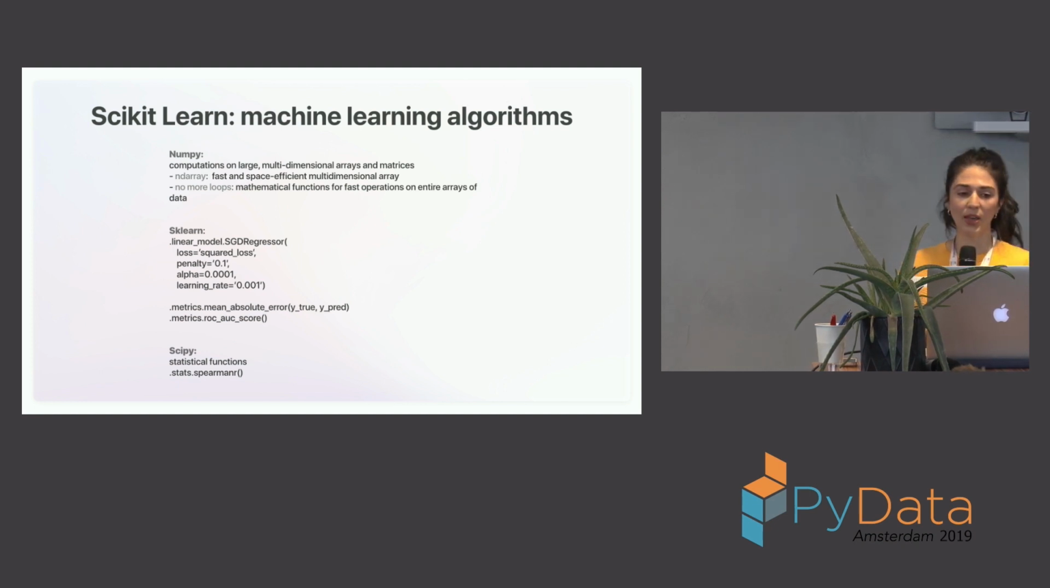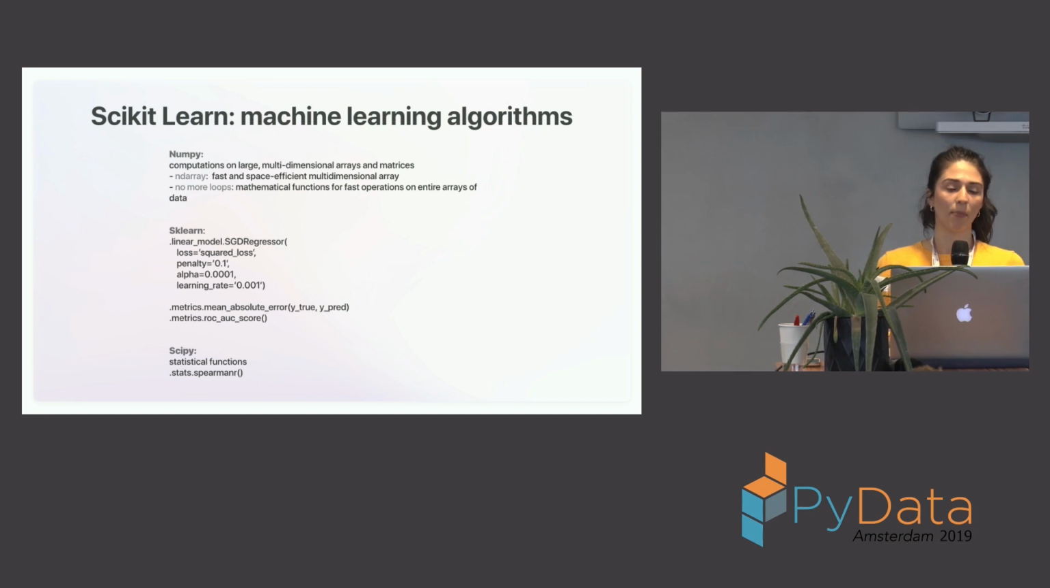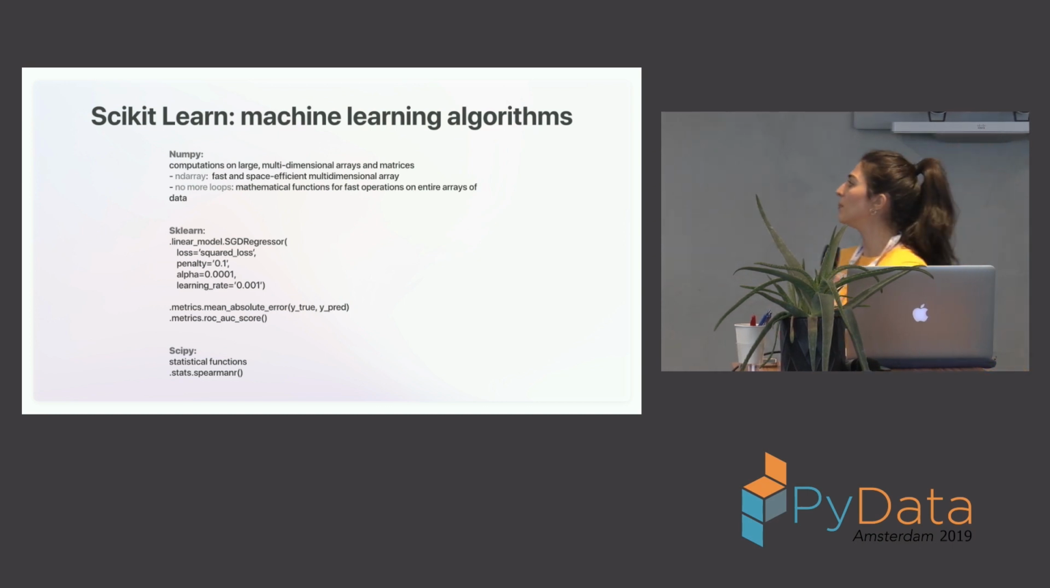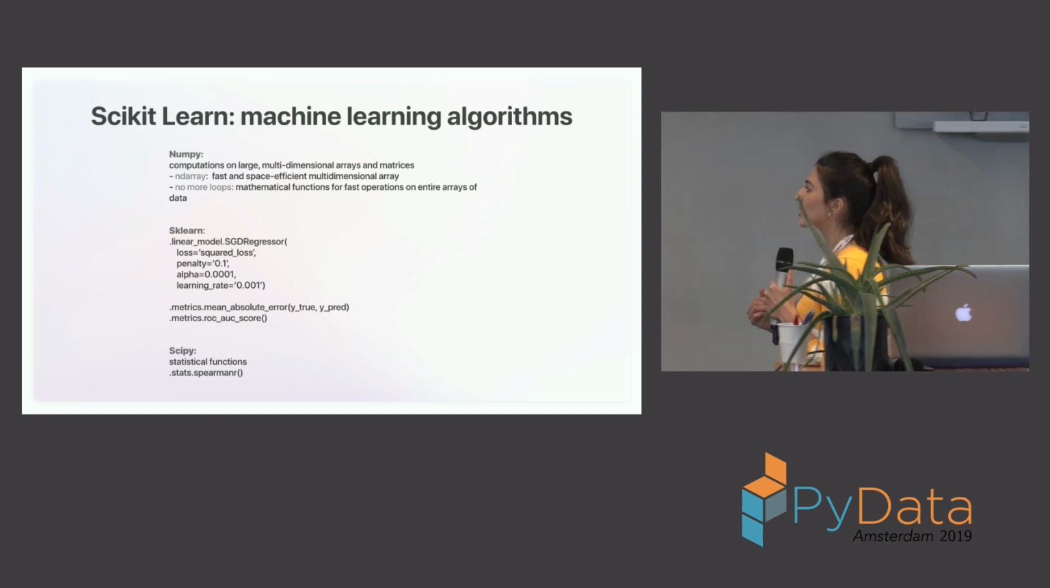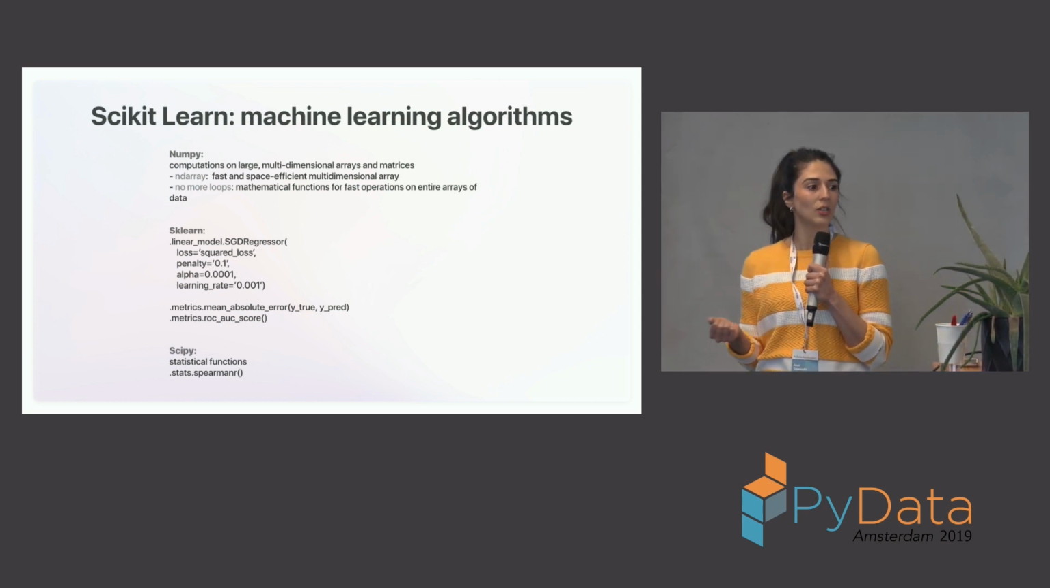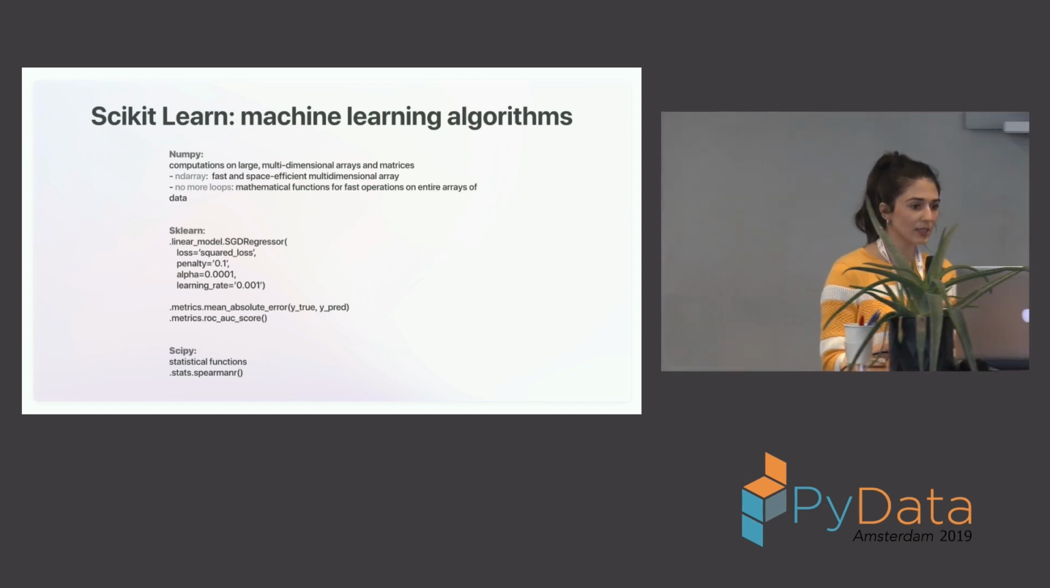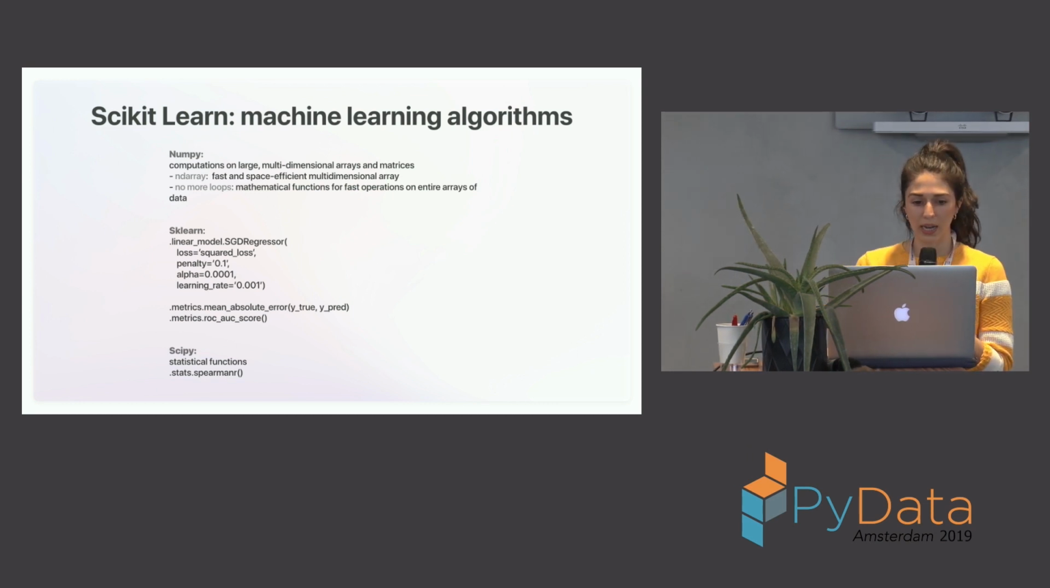And the fifth and last fundamental library is SciPy, which provides us with statistical functions, and in this case provides us the Spearman correlation metric.